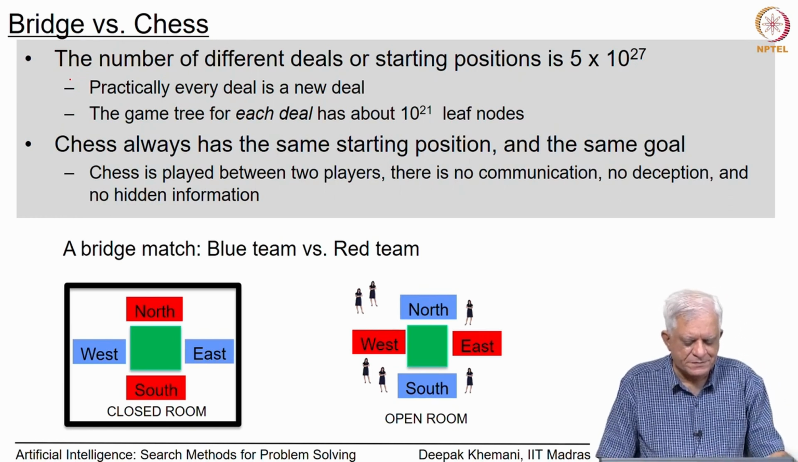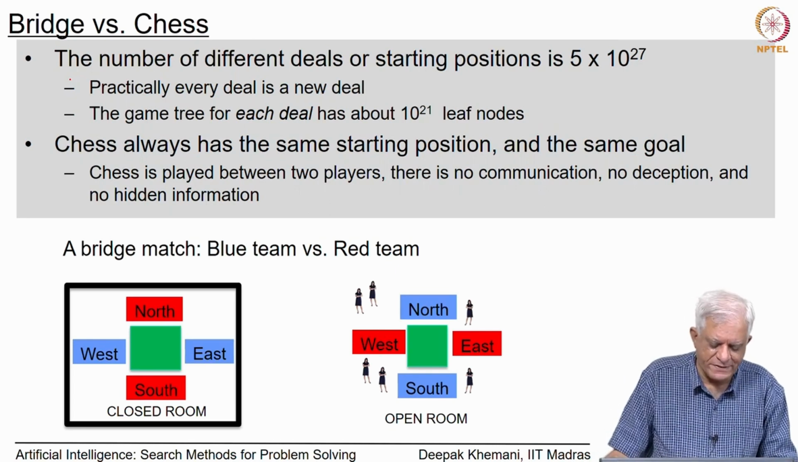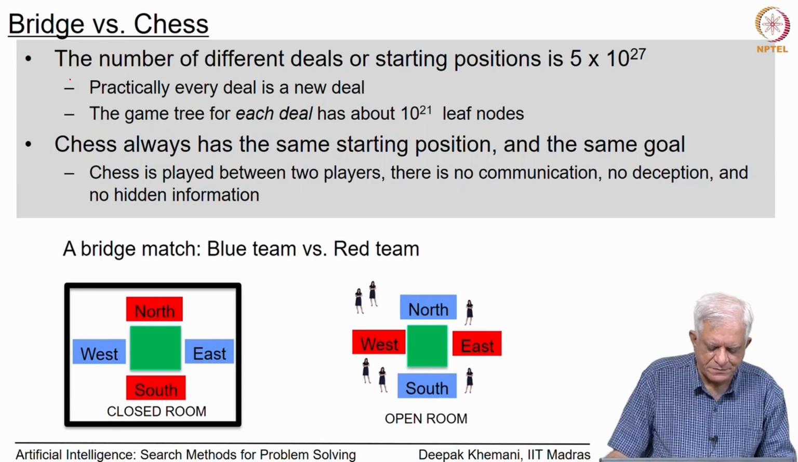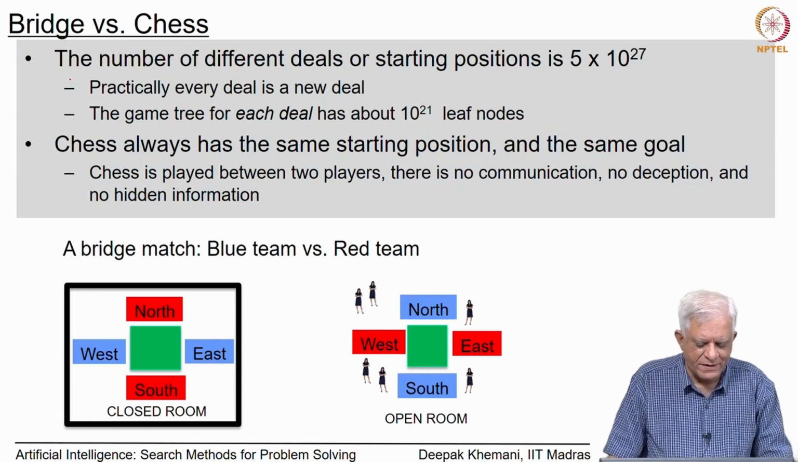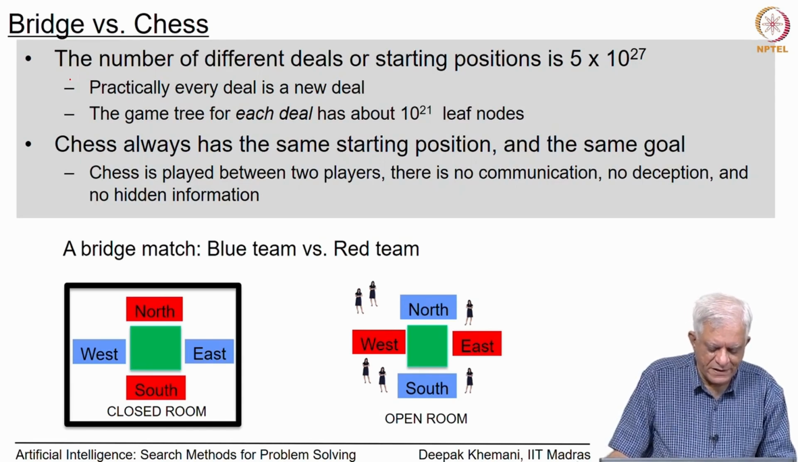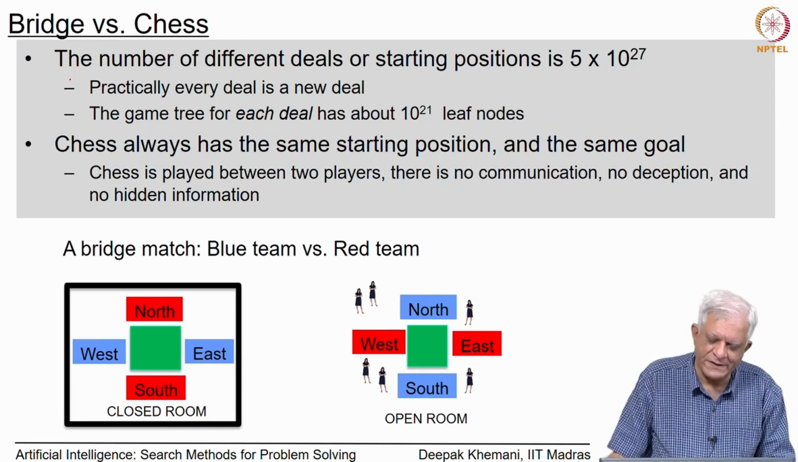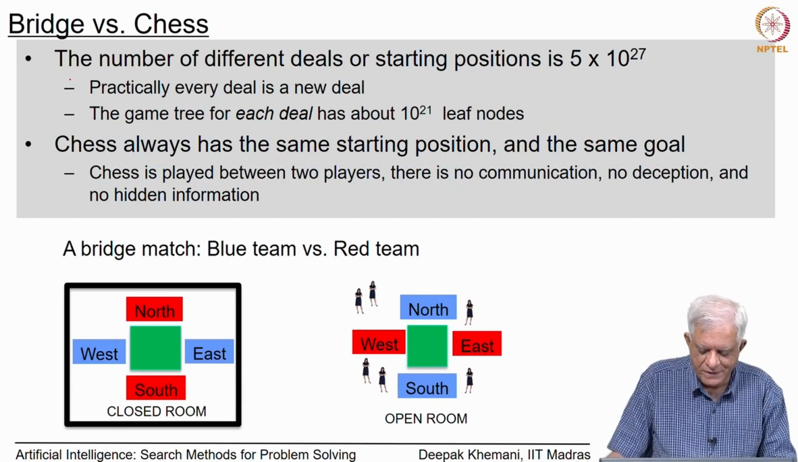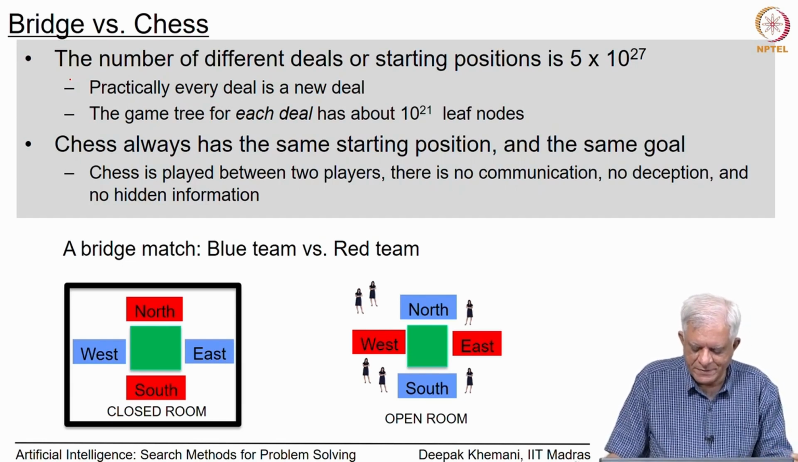So, as I said, in a bridge match, it is 4 players playing against 4 other players. So, you can imagine at the bottom of this slide that there is a blue team which is playing against a red team. One table is inside what is called a closed room, from where information does not go out, and the other table is in what is called an open room, where people can watch the game.